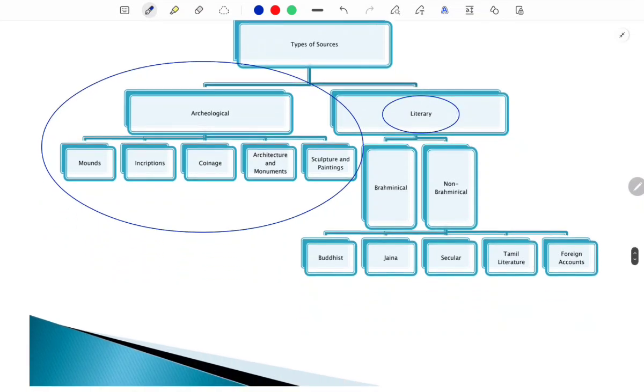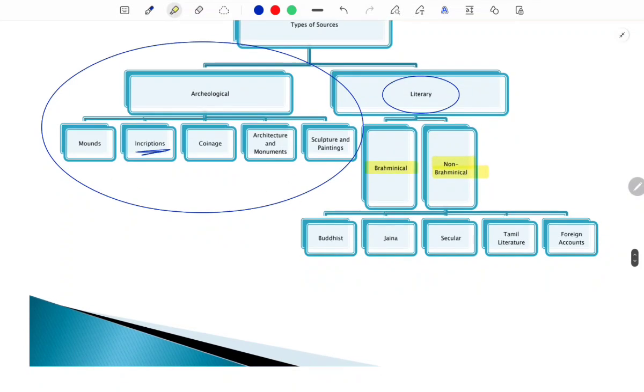In the archaeological sources we include inscriptions, but in literary sources we consider the textbooks and the other written sources on palm leaf and on other things. So we divide it into two categories. Actually, this is my own classification, you can have your own. For my convenience I have classified them into Brahminical and non-Brahminical.